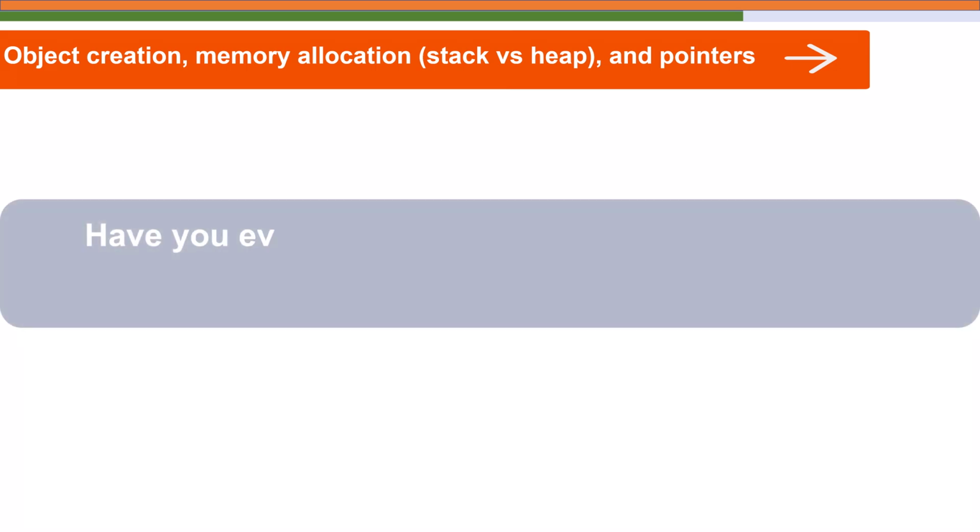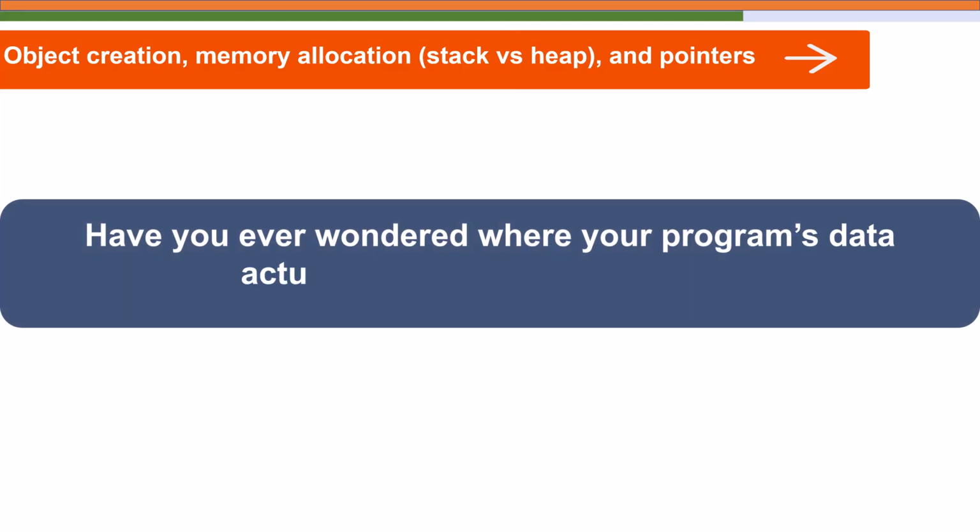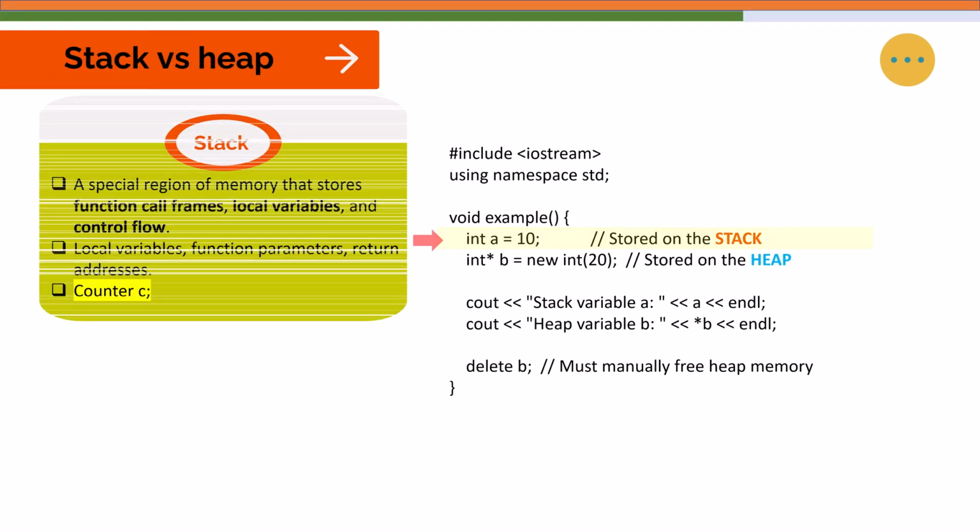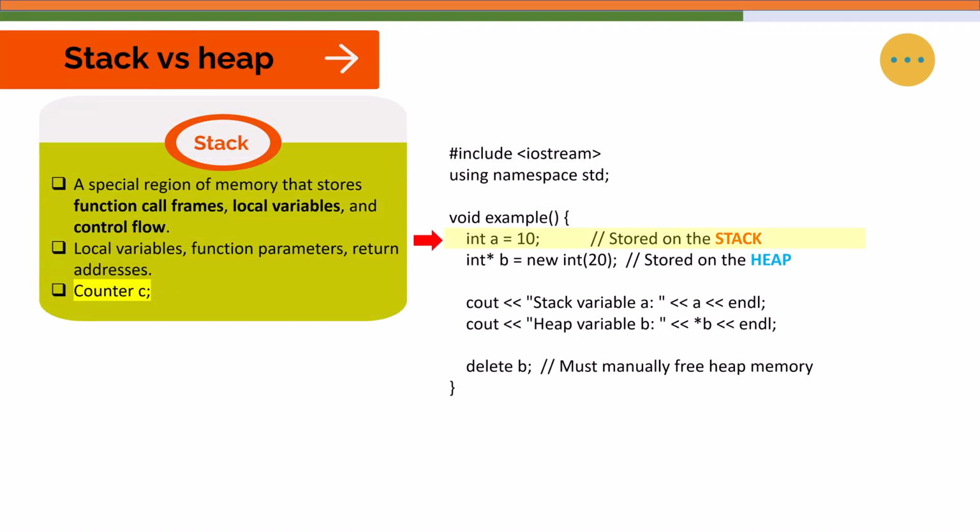Have you ever wondered where your program's data actually lives while it is running? Let's talk about two places in memory, the stack and heap. First, the stack. Think of a stack as a pile of plates. Each time a function is called, a new plate is added on the top. This plate holds the local variables, function parameters, or the return addresses. When the function finishes, the plate is simply removed, faster, cleaner and automatic. Because of this, stack memory is very fast but also limited in size.